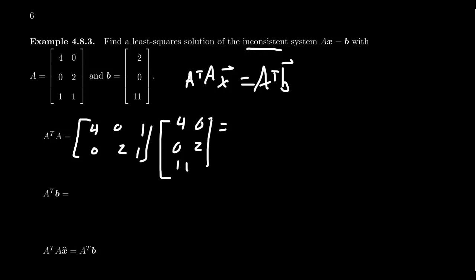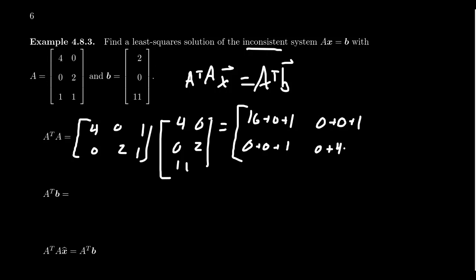And so when you do that calculation, you get 4 times 4, which is 16, plus 0 plus 1. For the next entry, you're going to get 0 plus 0 plus 1. You'll get again 0 plus 0 plus 1. And then finally, you end up with 0 plus 4 plus 1. And so A transpose A simplifies to be the matrix [17, 1; 1, 5].